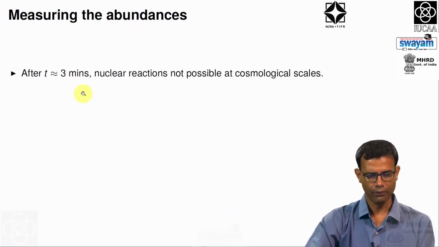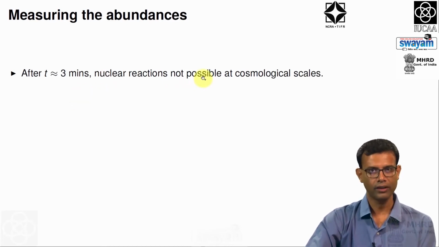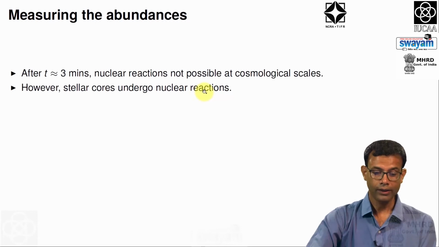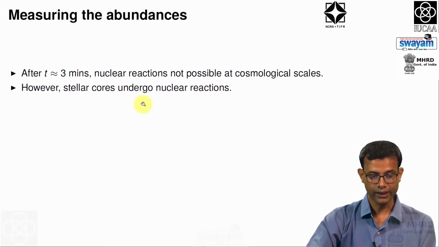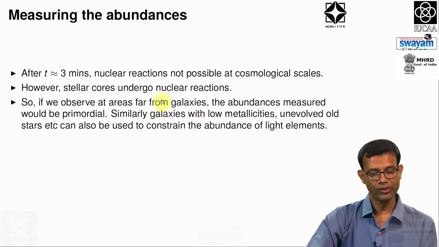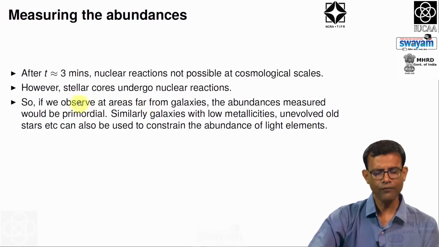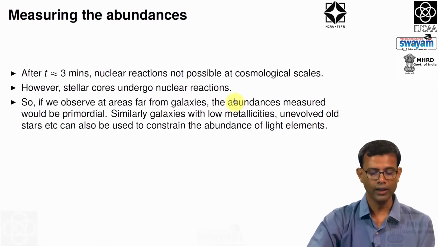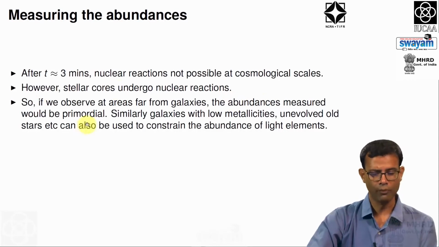Now, 3 minutes after the Big Bang, nuclear reactions are not possible at cosmological scales because the temperature has gone down and the densities are dilute. The only way to have nuclear reactions after that is after you form stars and the stellar cores undergo nuclear reactions, and then they will produce various elements, and some elements will be destroyed and so on. In principle, if we observe areas of our universe far away from galaxies, and if we can measure abundances of, let us say, helium, deuterium or any other element, those elements will be primordial.